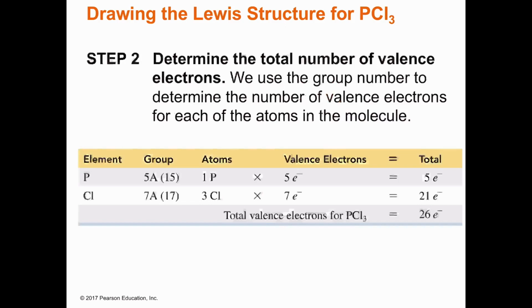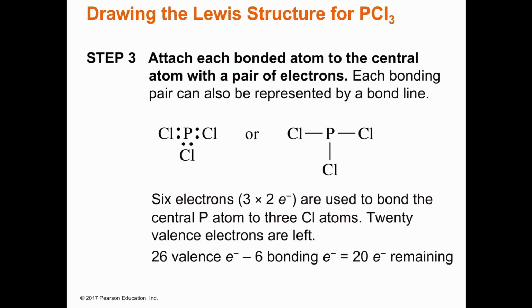So phosphorus, if we look on our periodic table, is in group 5A, which means that it has 5 valence electrons. So we're getting 5 valence electrons from the phosphorus. And then chlorine is in group 7A, which means that it has 7 valence electrons. And since our molecule has 3 chlorines, we're going to do 3 times 7, because each of those chlorines will give 7 electrons to our structure. So that's why we get 21 here, 3 times 7. And if we add them all up, in total we have 26 electrons that we can use in our structure for phosphorus trichloride.